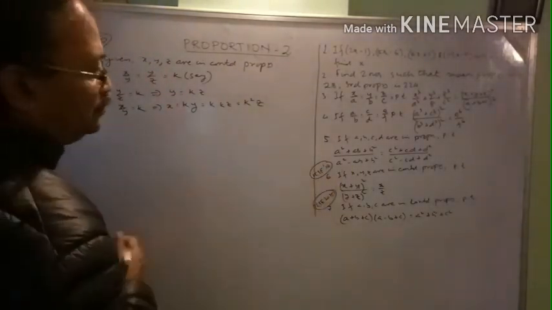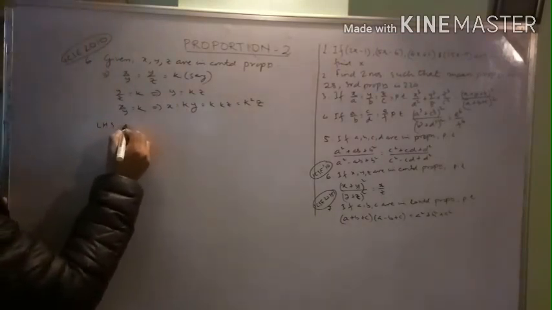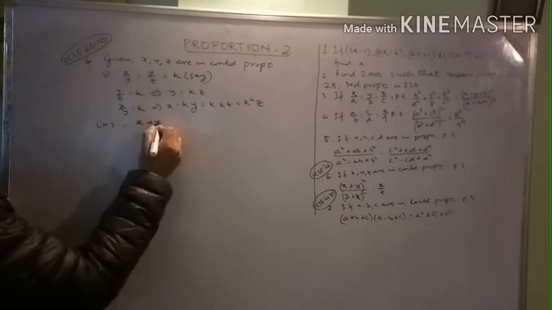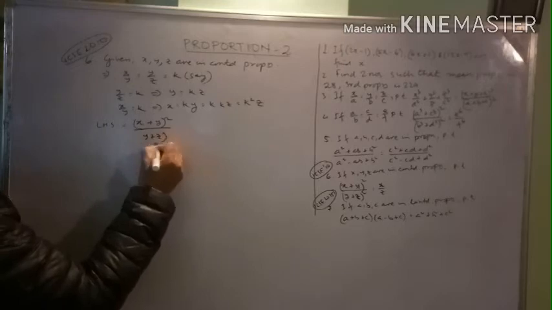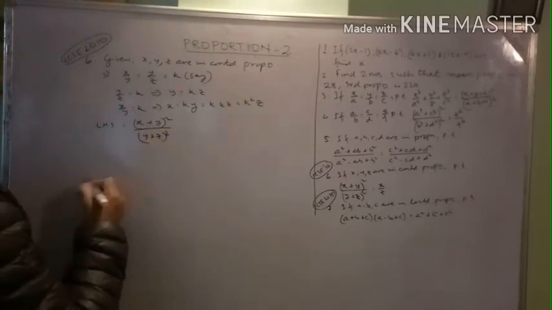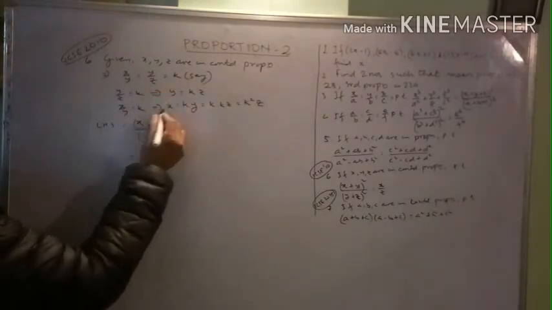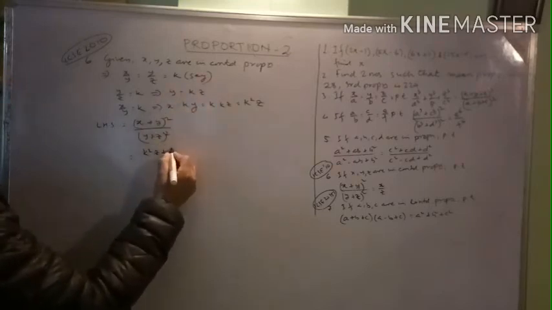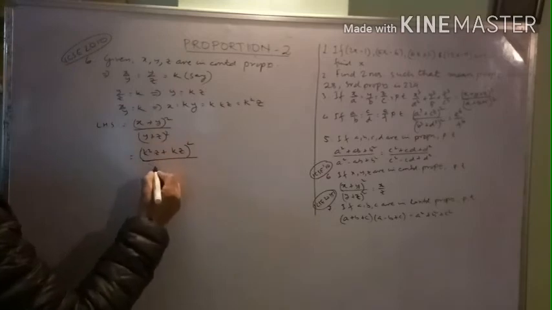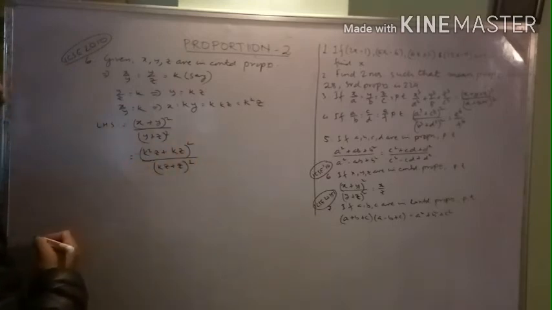Now take the left hand side. Same process. Left hand side, x plus y whole square by y plus z whole square. So this is equal to, now put the value of x and y. x you have got k square z, and y we got kz, and its whole square. Denominator, y is kz and z as it is, and its whole square.